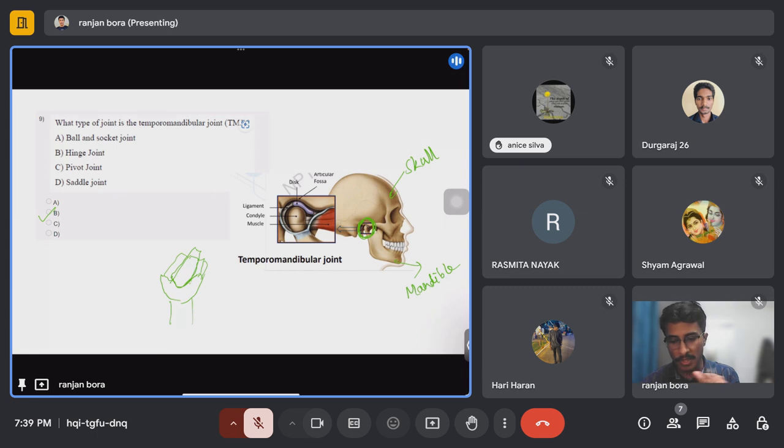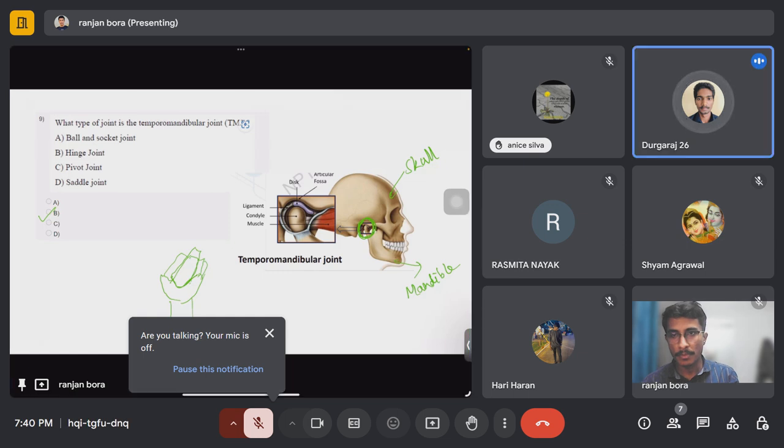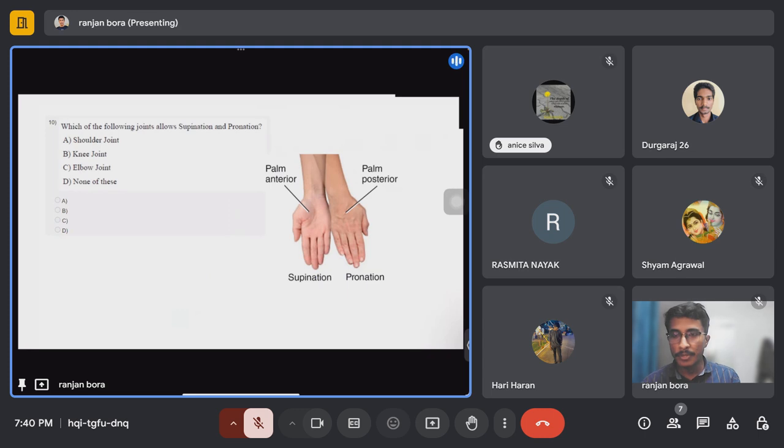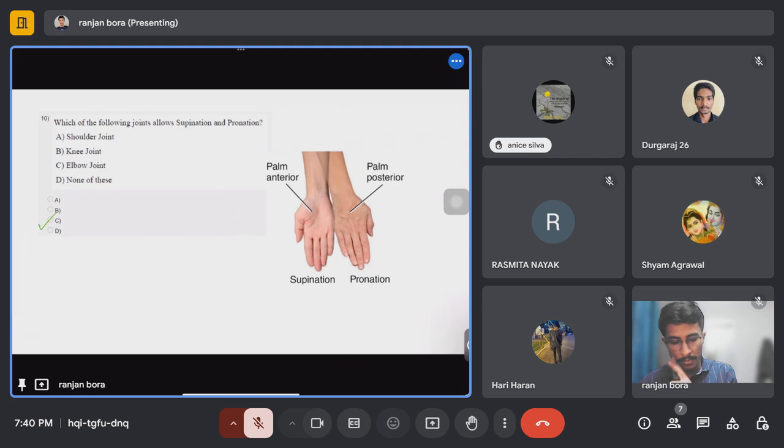So which of the following joints allows supination and pronation? The elbow joint. Yes. Supination is this motion, when the palm is facing anteriorly, and when we do the movement and face the palm posteriorly, this is known as pronation.